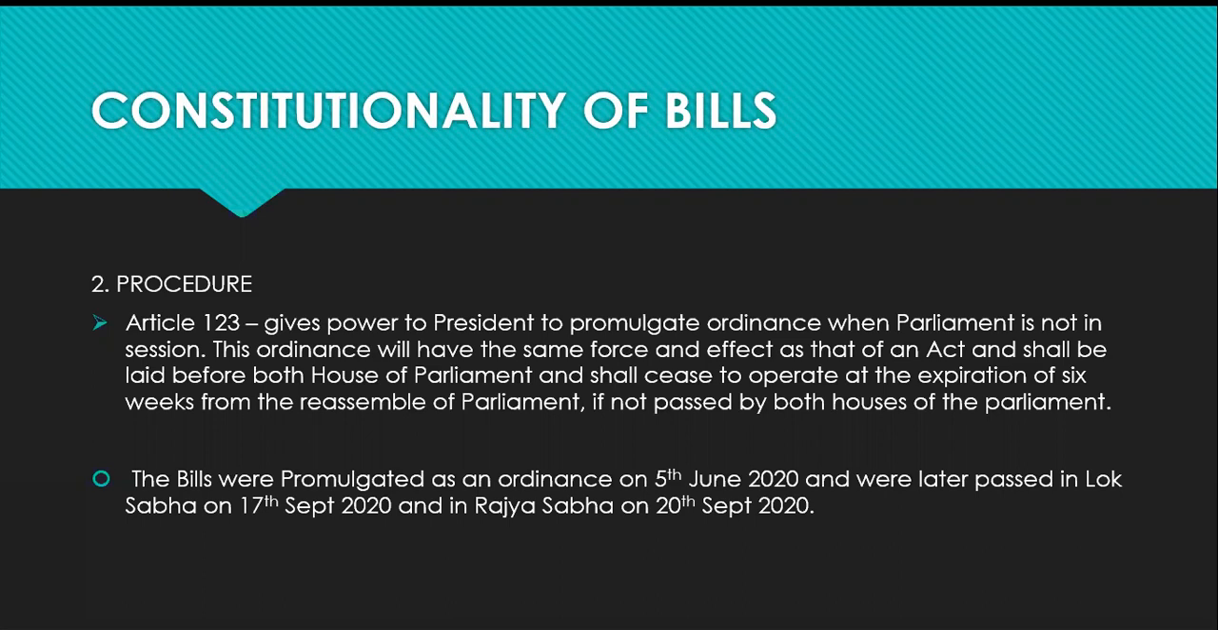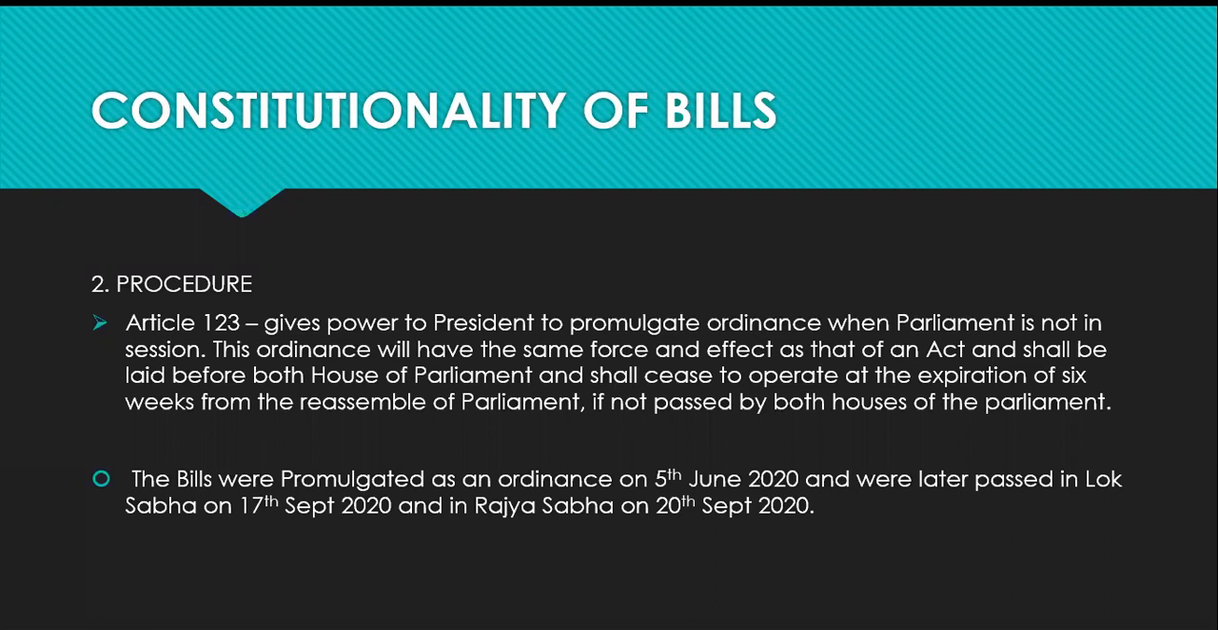Now let's check the condition, what government did this time. So the bills were promulgated as an ordinance on 5th June 2020. That time lockdown was going on, so parliament was not in session on 5th June 2020. So it's very clear that the first criteria is fulfilled. Now president has the power to promulgate ordinance as per article 123, and parliament is also not in session. So president can promulgate that particular ordinance related to farms law.